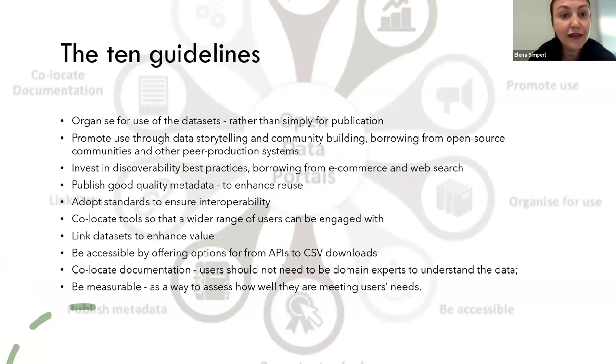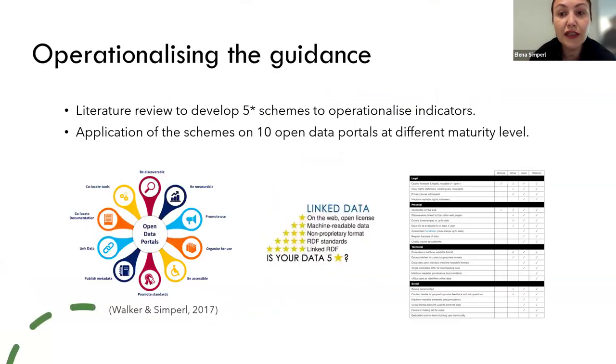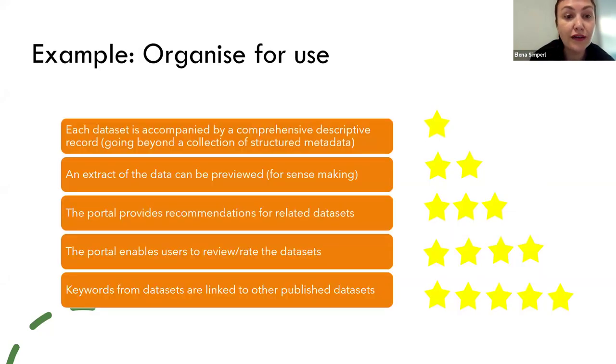And then what we have done on the next slide is we've spoken to a number of data publishers to try to operationalize those 10 principles and come up with a 5-point tiered system to explain how they could increase the implementability of each of those principles. On the next slide, I have just one of the 10 examples. For instance, we're encouraging data publishers to think about organizing their data collections or data catalogs for use. And we explain what it means, from accompanying the data set with metadata all the way to adding keywords from data sets that are linked to other published data sets. Next slide.